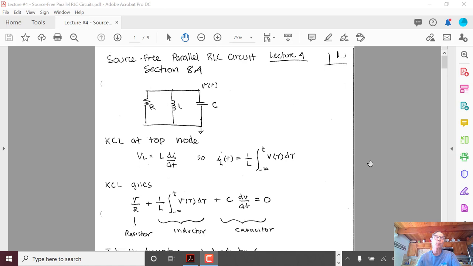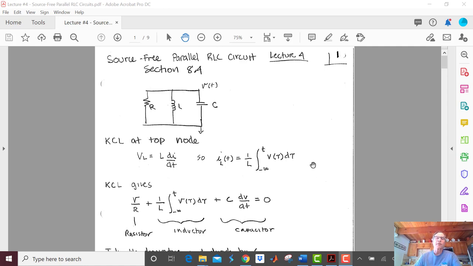In the last lecture, we discussed the source-free series RLC circuit, and the parallel is very similar to the series, so I'll go a little bit faster through this lecture. So if you don't pick up some of the concepts from this lecture, it might be worth going back to the series RLC because we did some things in a little bit more detail.